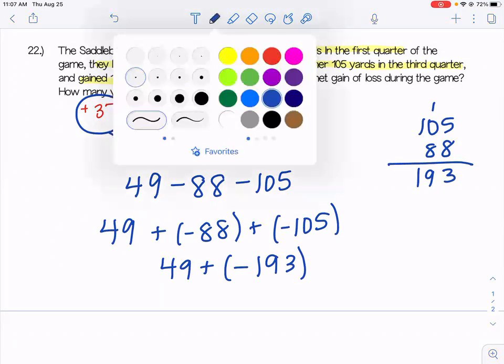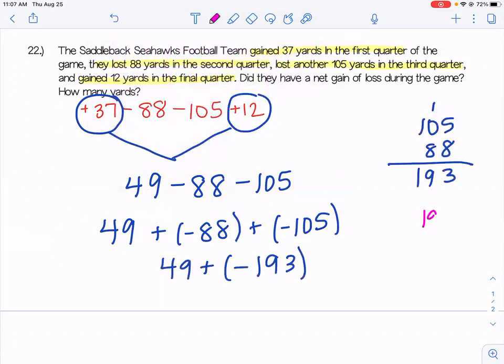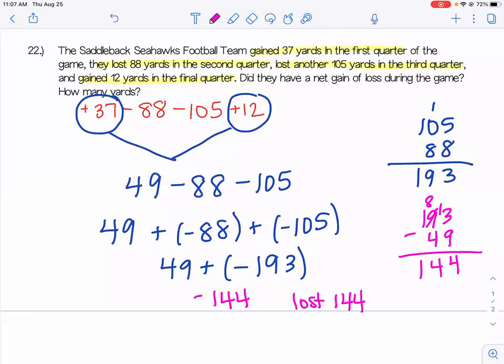All right. So now we have different signs. So we need to subtract 193 minus 49. Oh man, look at this awesome math we get to do. I have to borrow. 13 minus 9 is 4. I have 8 minus 4 is 4 and 1 minus nothing. So they lost 144 yards total. Oh, heavens. That was not a good game for them. Not even a little bit.